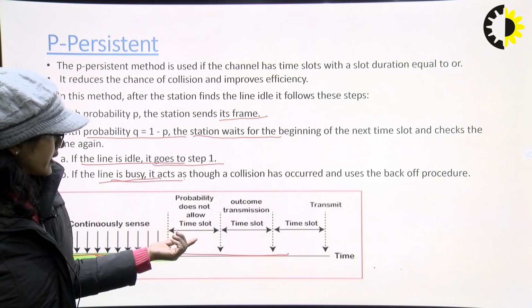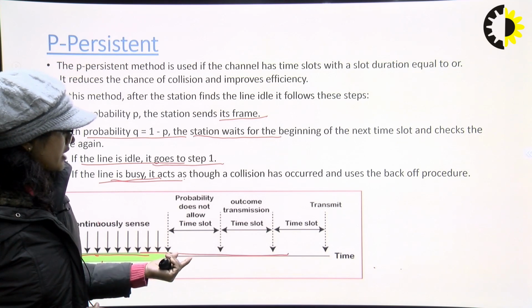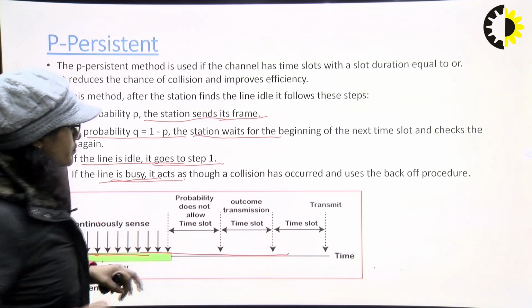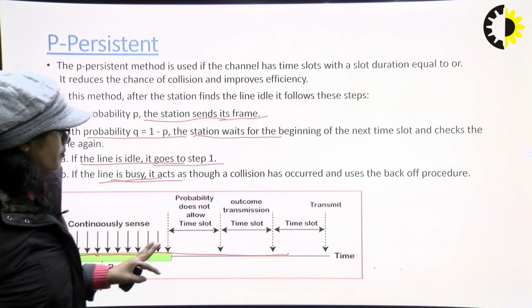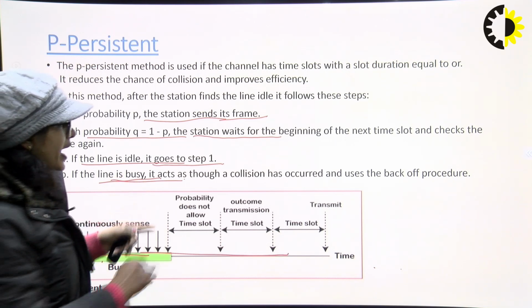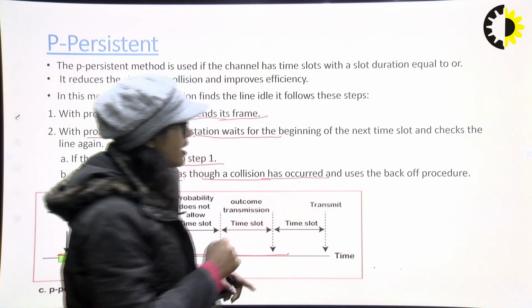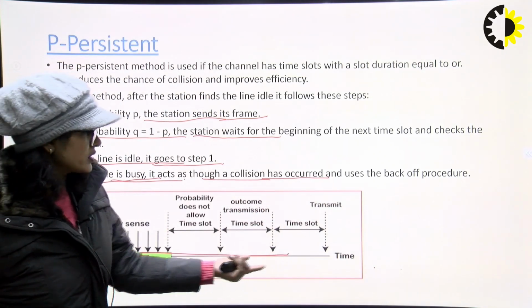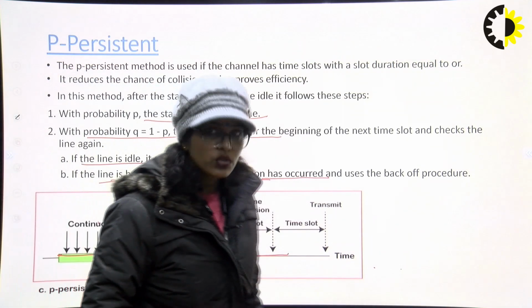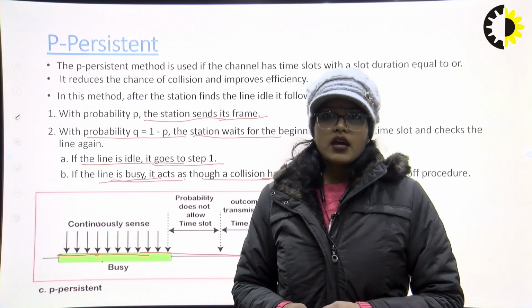Let's understand this scenario. If your transmission medium is idle, then you can send the data with probability p. If the transmission medium is already busy, the device considers that a collision has occurred and uses a back-off procedure. So this is the concept of the p-persistent method. That's all about this concept.